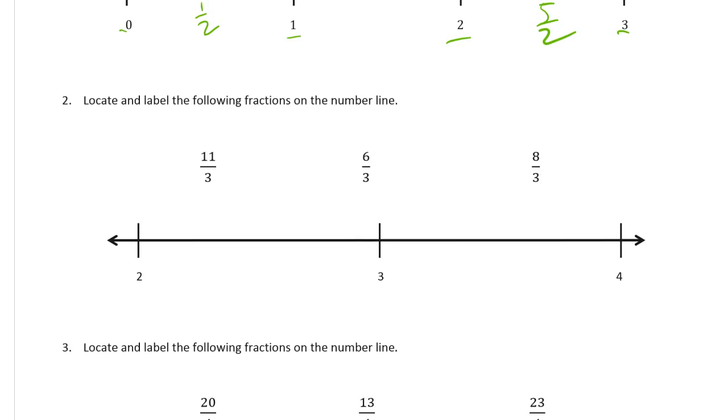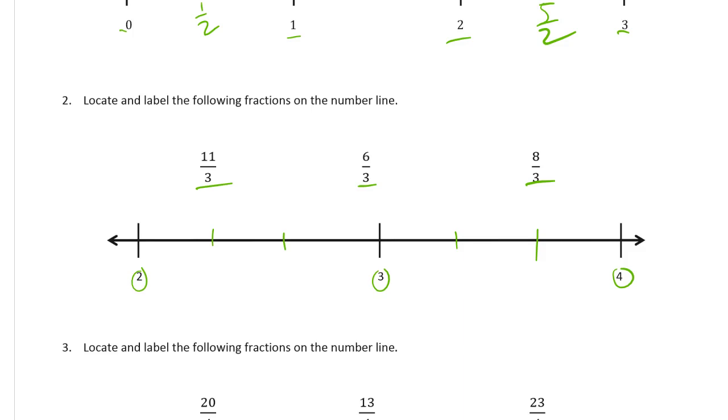Locate and label the following fractions on the number line. These are all thirds with denominators of 3. So in between 2, 3, and 4. So I need to mark thirds in between each whole number. So that's 2 lines makes 3 equal parts. And not perfect, but close enough.